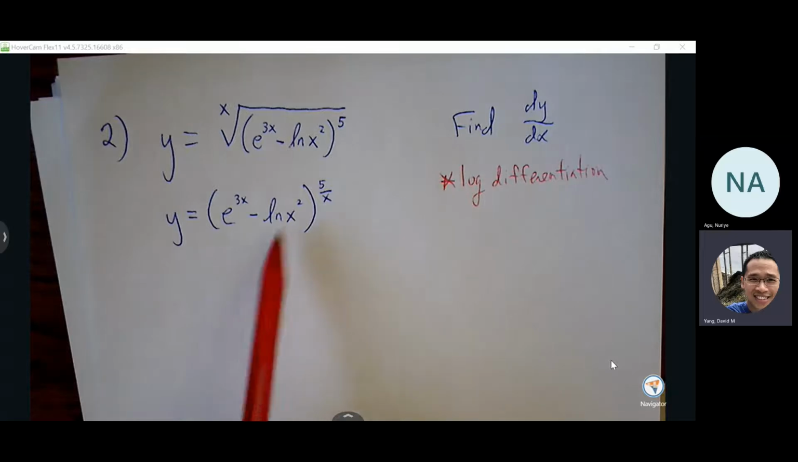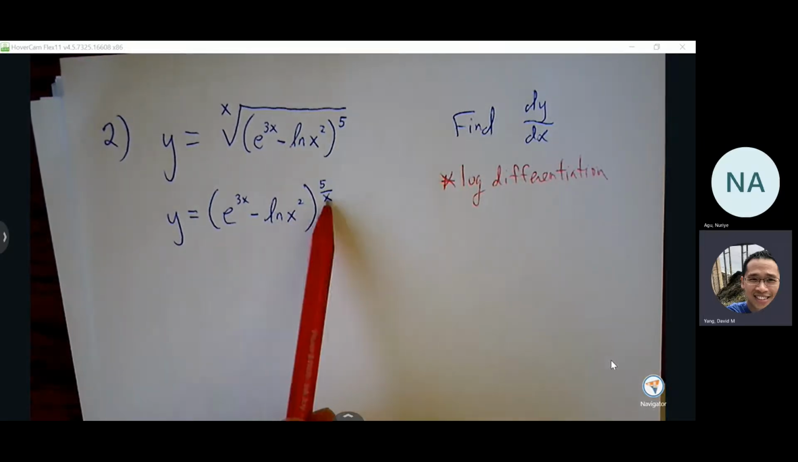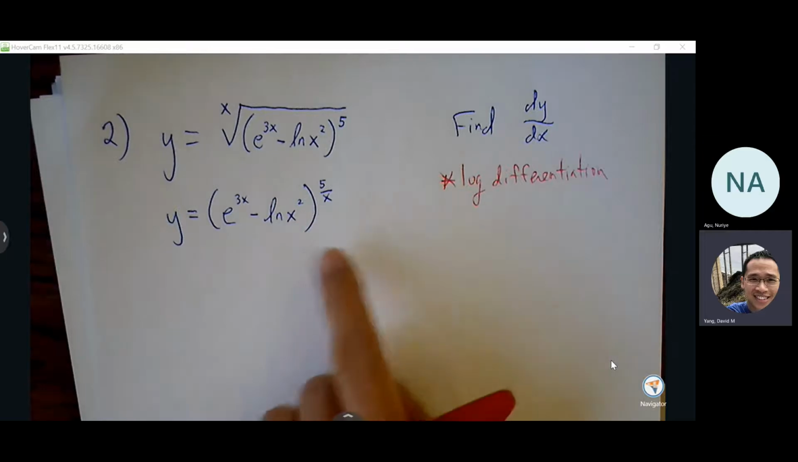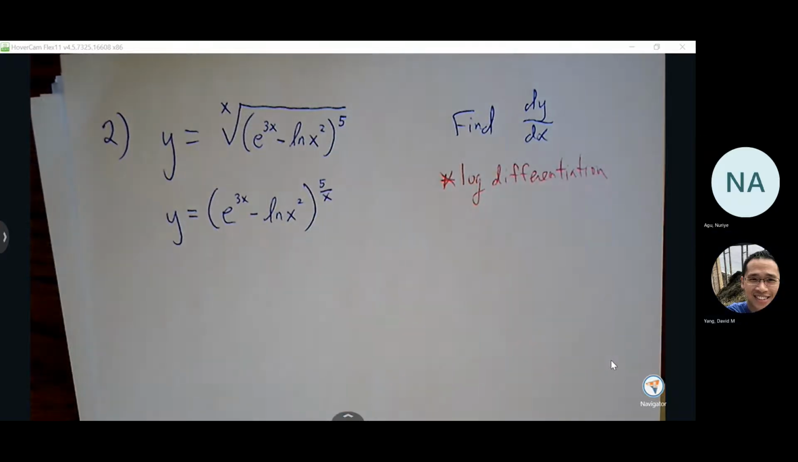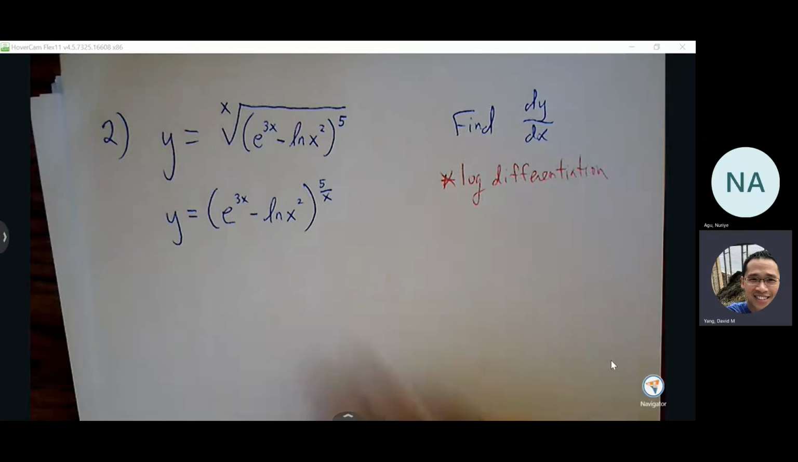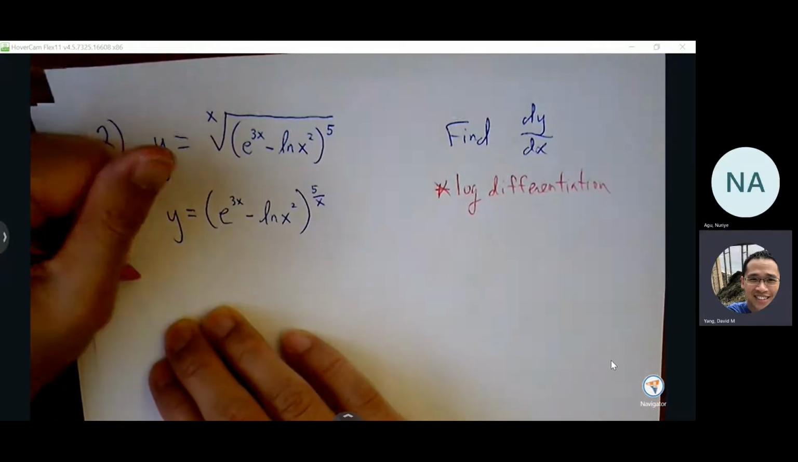Okay, but first we need to recognize that this is something that we don't have a rule for, right? This is not power rule. This is not chain rule, even though it kind of looks like it. If that x wasn't there, it'd be fine, but that x being there causes an issue. Okay, so log differentiation allows for expansion, and then we can move into a proper derivative rule, okay? So we'll take the natural log of both sides.